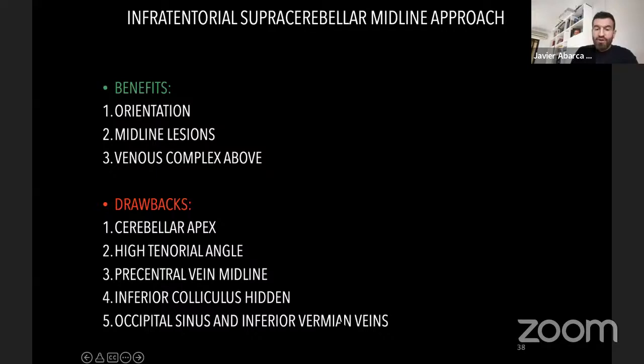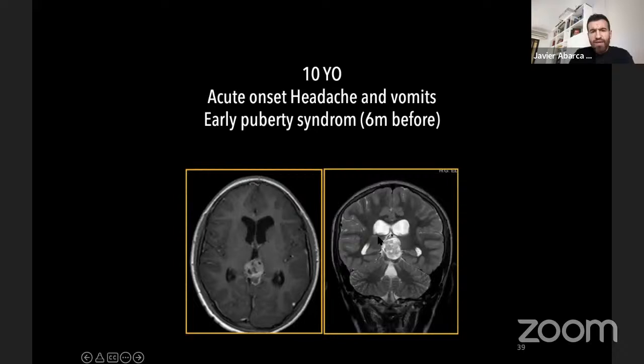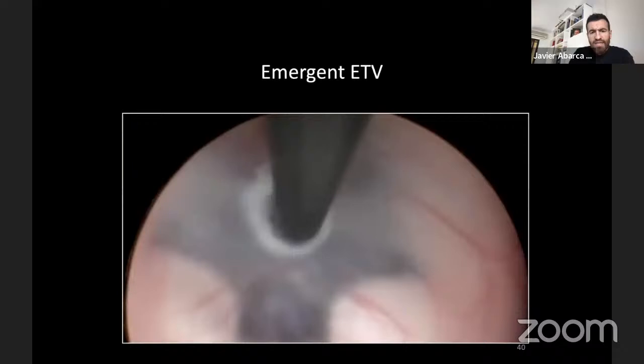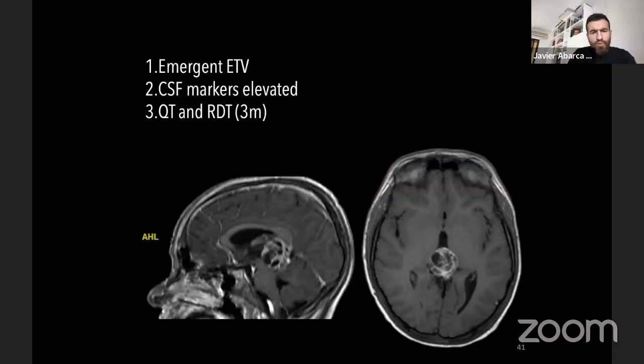Let me show you this case of a 10-year-old child with an acute onset headache and vomiting, who had suffered from an early puberty syndrome 6 months before. The first step was to perform an emergent ETV to improve the hydrocephalus. After that, we analyzed the CSF markers that were elevated, and so we decided to start with chemo and radiotherapy.